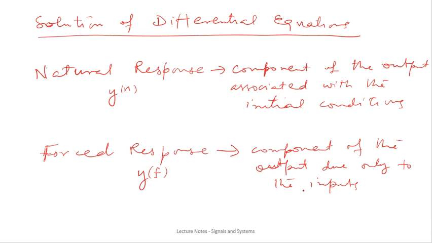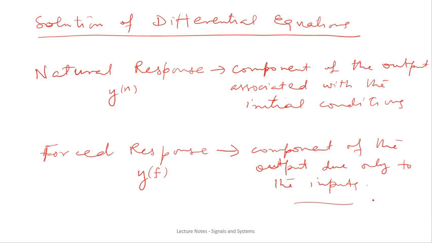So the output of the differential equation will contain two different parts. One will be called natural response, the other will be called forced response. The natural response will come due to the initial conditions which are given in the problem, and the forced response will be only due to the input. Whatever input is given to you, the component due to it will be called the forced response. So we can also say that the natural response is the system output for zero input, while the forced response is the system output assuming zero initial conditions.